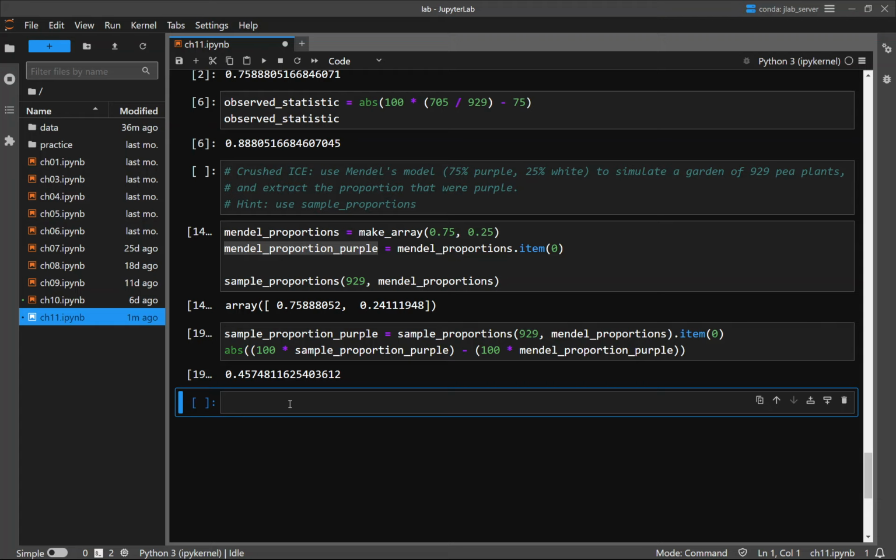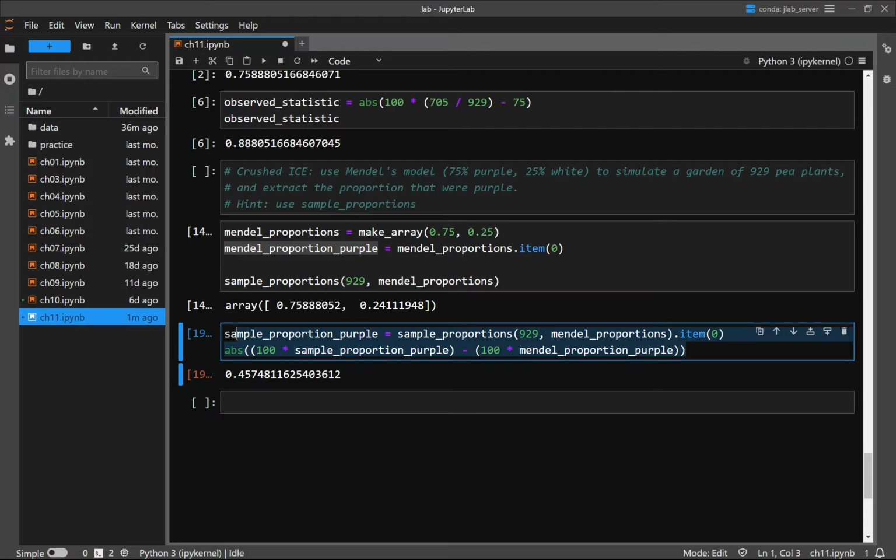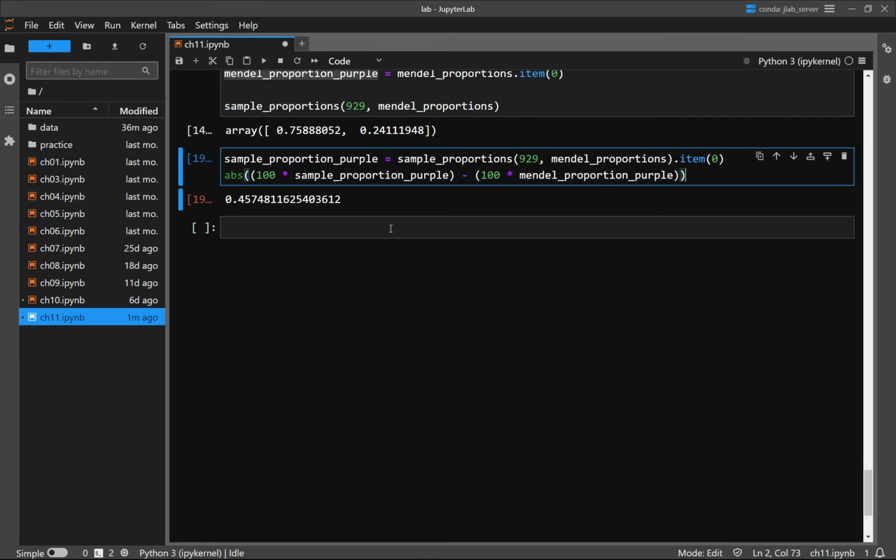How far away was this sample garden from Mendel's model, his ideal? Was it a 75%, 25% split exactly? Okay, so that's what we want. And so we want to essentially run this code a bunch of times and go from there. So I think the next step is going to be to make a function that I can call to make this happen a bunch of times.